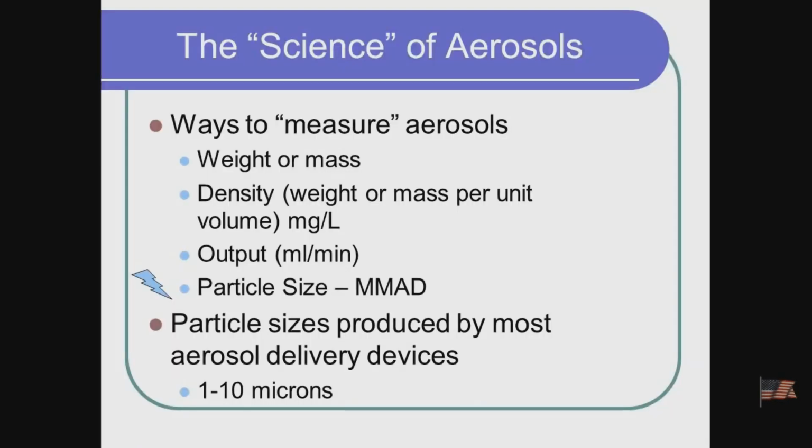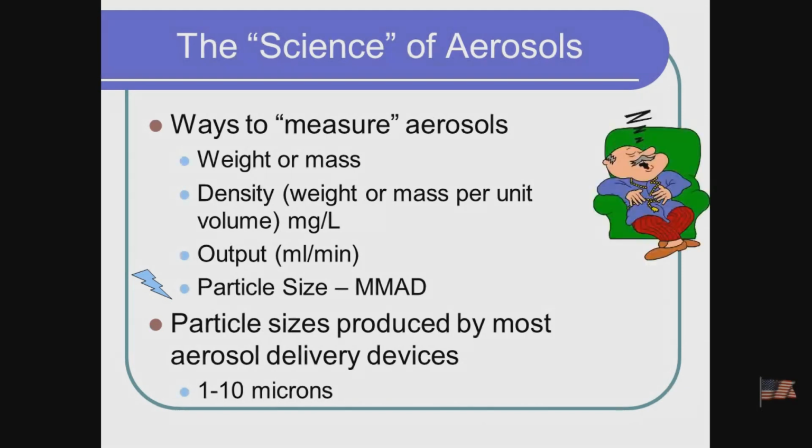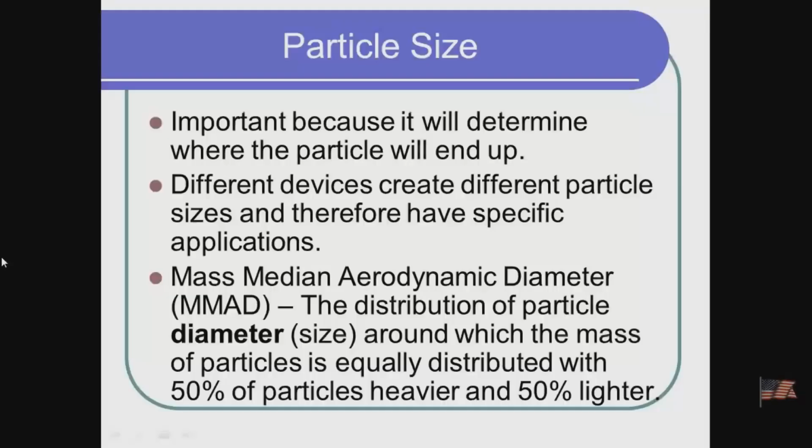So there's lots of different ways that we can quantify how much aerosol is being delivered. The one that we're going to focus on is something called MMAD. But there are other ways, as far as you can say so many milliliters per minute is being utilized. But this mass median aerodynamic diameter is talking about how big the particle size is. And most of the devices we'll use are somewhere between 1 and 10 microns in size. Are you bored yet? I would be. Okay. Particle size dictates where it ends up.